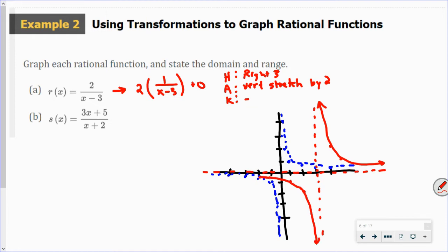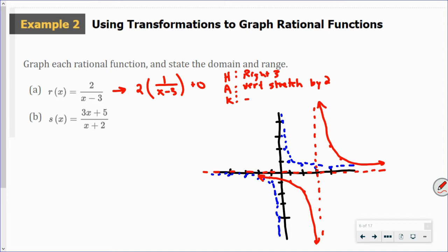Now, it's kind of hard to see the vertical stretch or shrink, but you can base it on how sharp this corner is. If you stretch this thing out, this corner here isn't going to be as sharp. If you were to compress it, it would be a lot sharper.